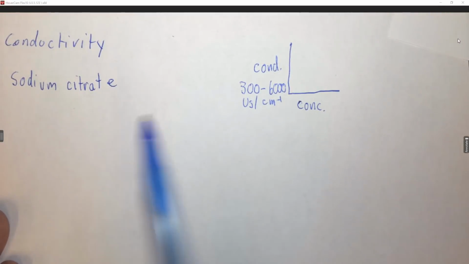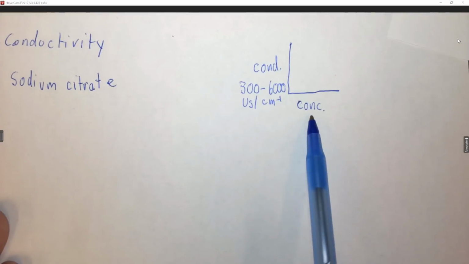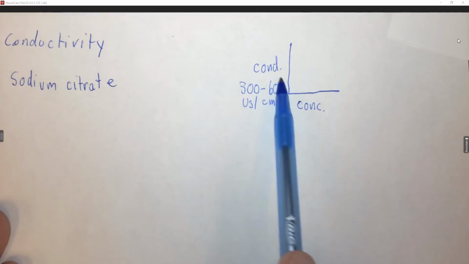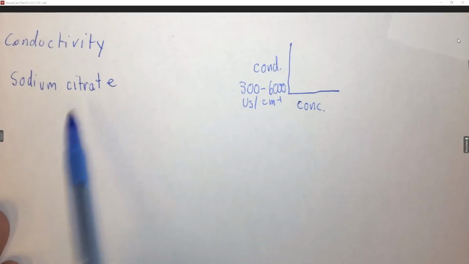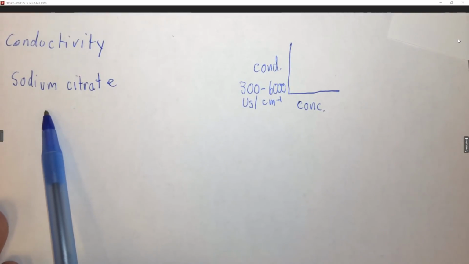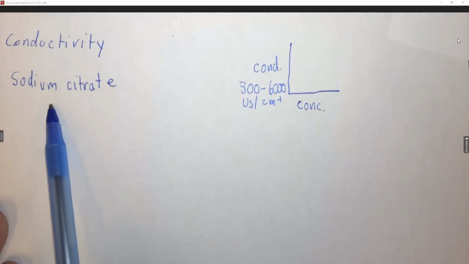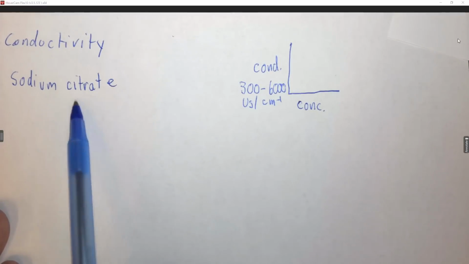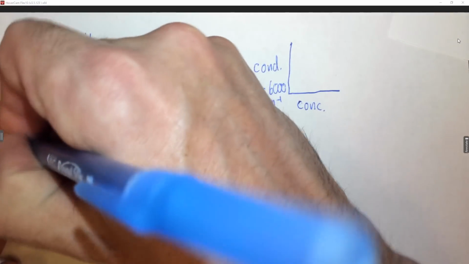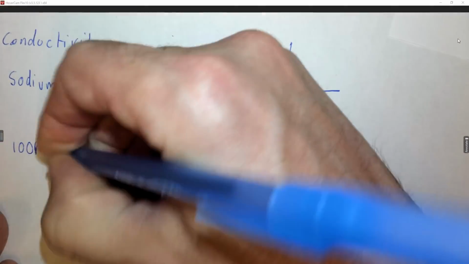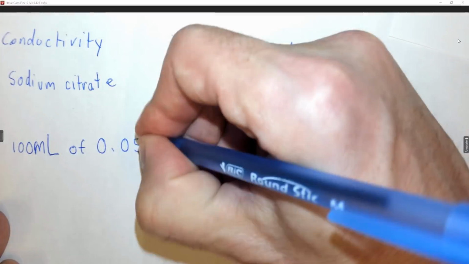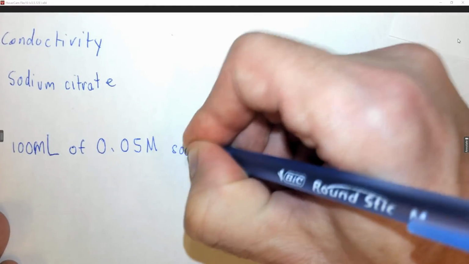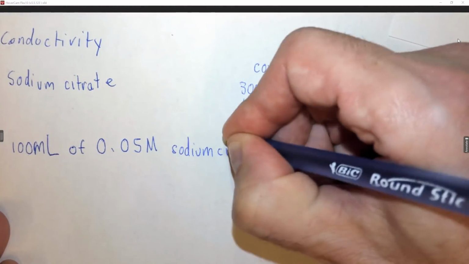But again, you're in the same position where who knows what concentration of sodium citrate is going to give us these values. And here it's even more challenging because you're probably not going to be able to look this up like you could look up a molar absorptivity coefficient. So what we suggest you do is you start with 100 milliliters of 0.05 molar sodium citrate.